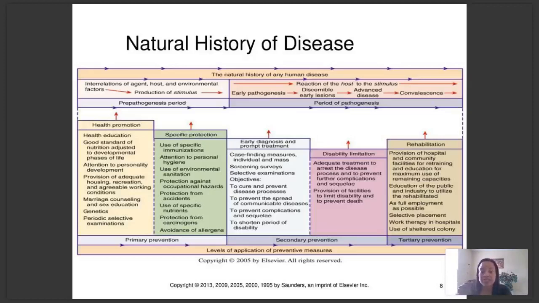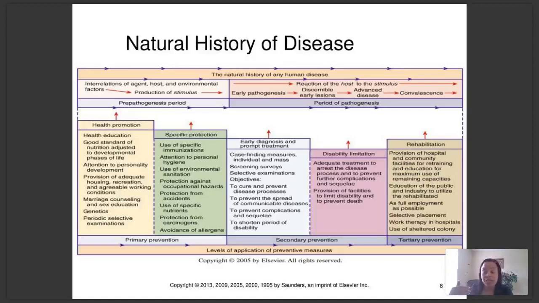We can look at the objectives of curing and preventing disease processes, shortening the period of the disability if there's a disability that comes into play. Any complications, sequelae, we want to look at that, and decreasing and preventing the spread of communicable disease. Those are things that we want to pay attention to, as well as disability limitation. So facilities to limit disability and to prevent death, we could look at from a community health aspect, how we have those available to clients within that particular community.